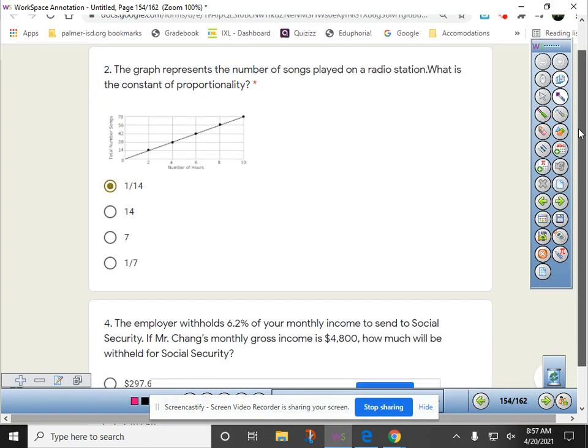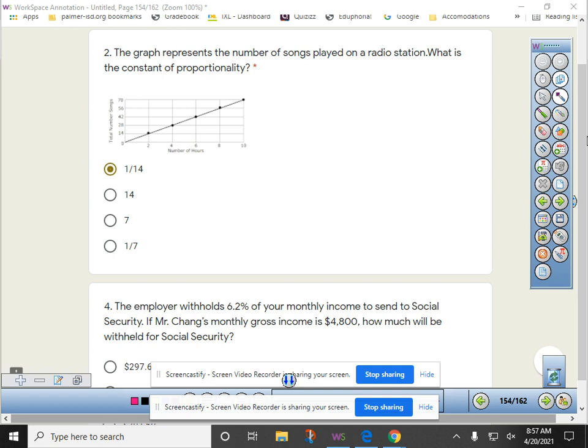Hope it's good because it's getting down to the wire. The graph represents the number of songs played on a... Oh, it's still frozen. Right.